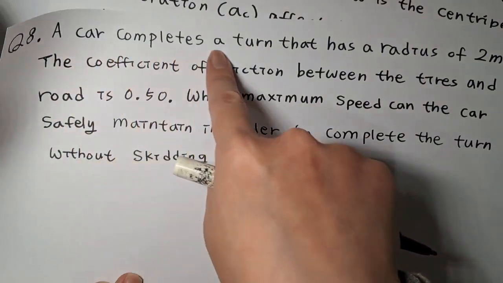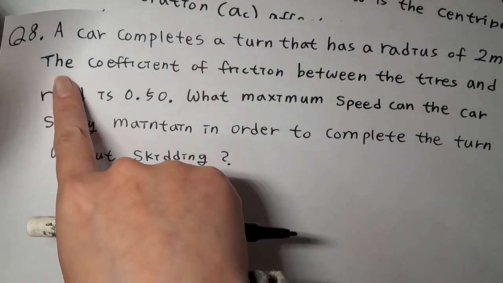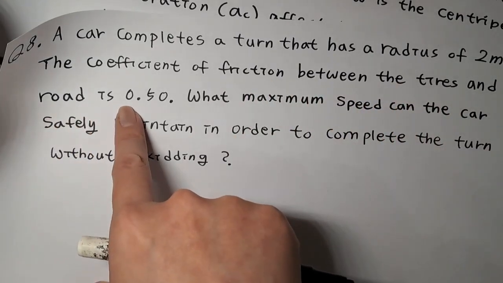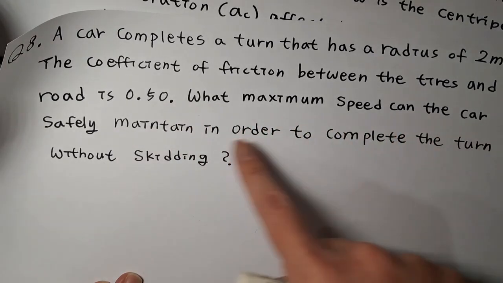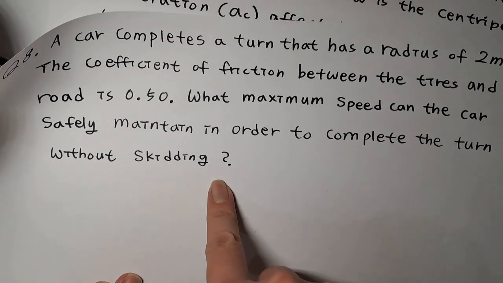A car completes a turn that has a radius of 2 meters. The coefficient of friction between the tires and road is 0.50. What maximum speed can the car safely maintain in order to complete the turn without skidding?